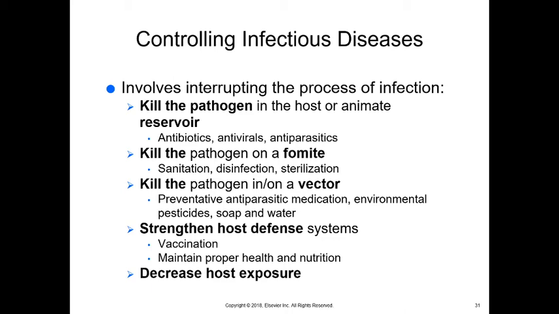Strengthen host defense system. So vaccination, that's what we're looking for with the coronavirus, maintaining proper health and nutrition, and then finally decrease host exposure. So why are we talking about this, masks and social distance with coronavirus? Because we need to decrease the host exposure, and that's the simplest way to do it, and that's why it's really hard for some people to really understand it.